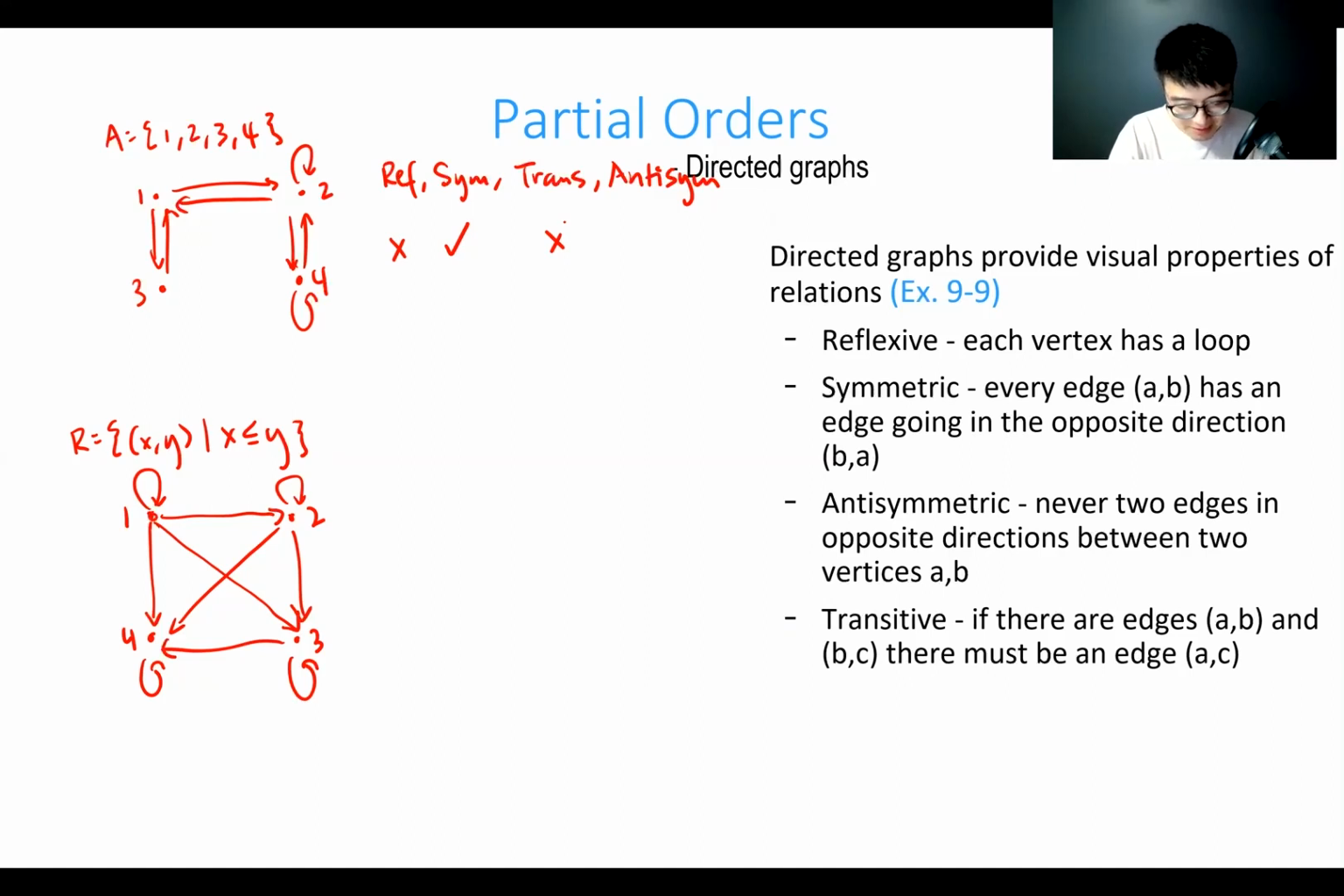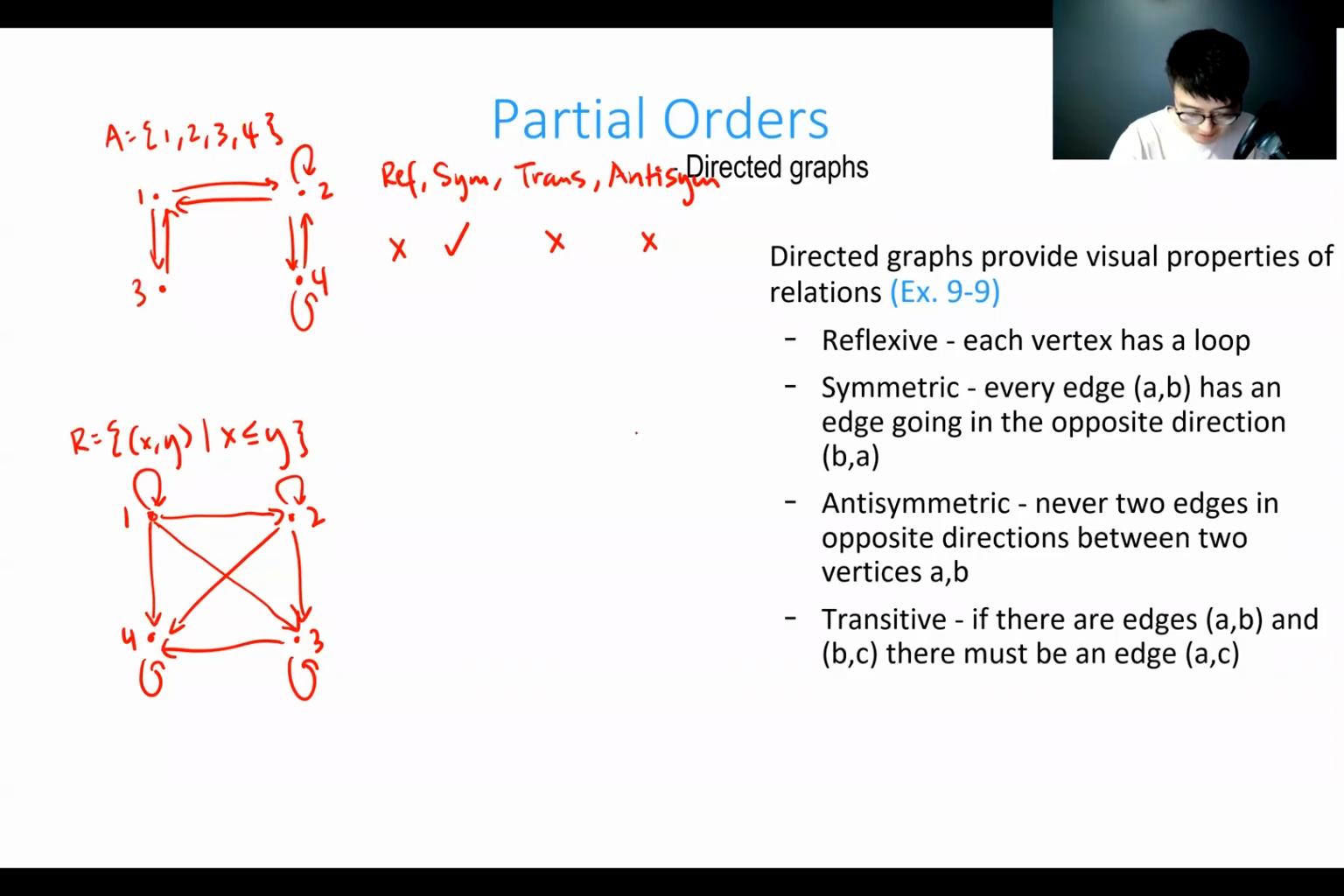Antisymmetric. So is it antisymmetric? Again, it is no. And again, if you remember the definition of antisymmetric, every time I see an arrow going one way, I better not see an arrow going the other way. Otherwise it's not antisymmetric. So essentially, anytime we see arrows going opposite directions, it is not antisymmetric. Okay. What about the second one?